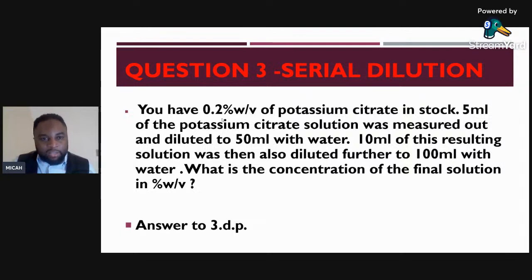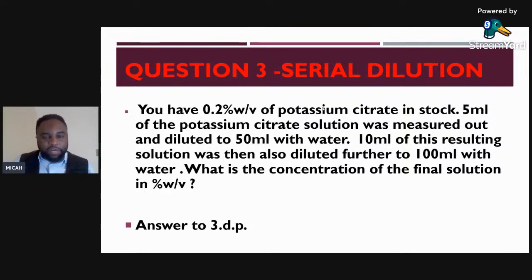We dilute that to 50. And what happens? The concentration changes because you've now gone from 5 ml to 50 ml with water. So you've added water, about 45 ml of water to get it to 50 ml. The dilution factor between 5 ml and 50 ml is what? Is 10.